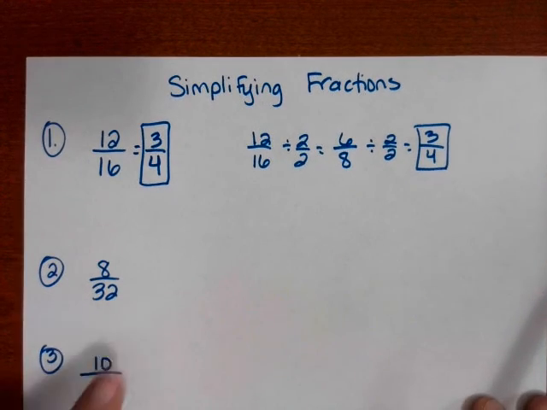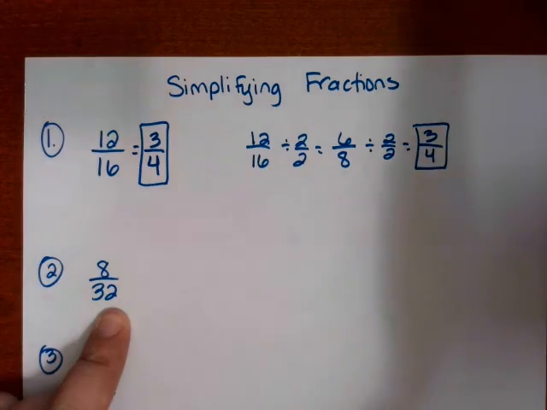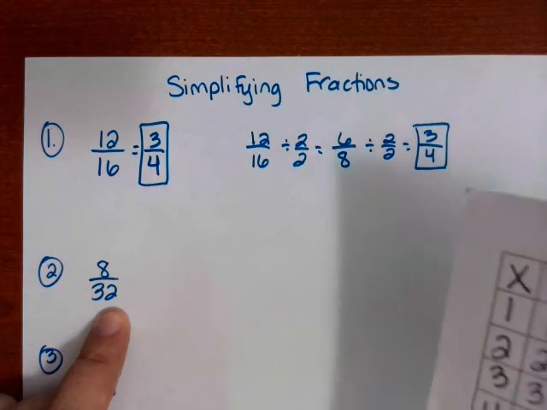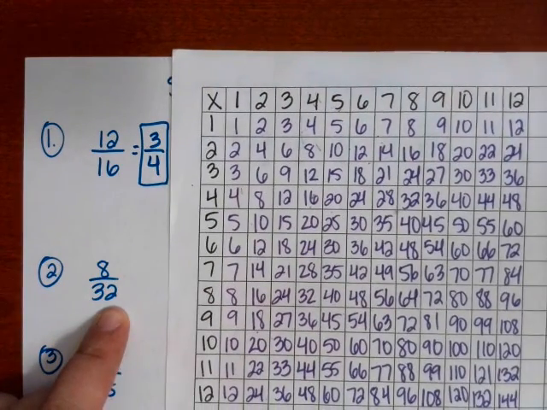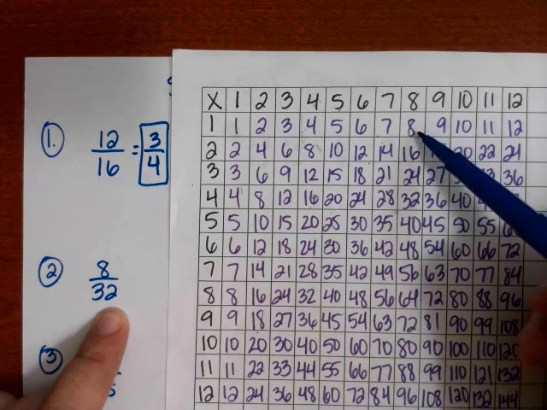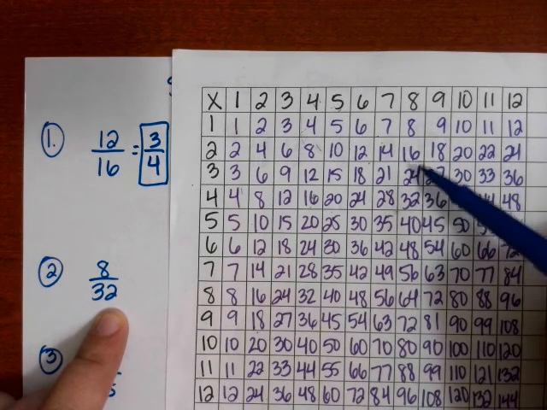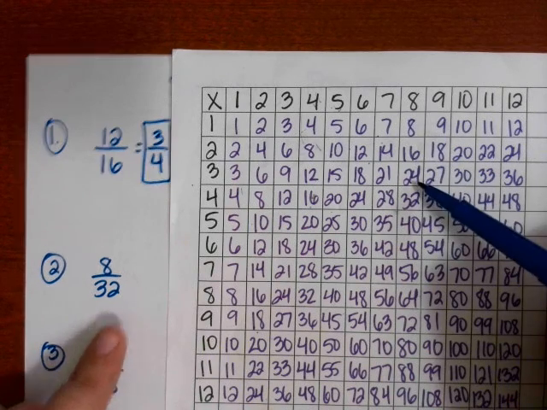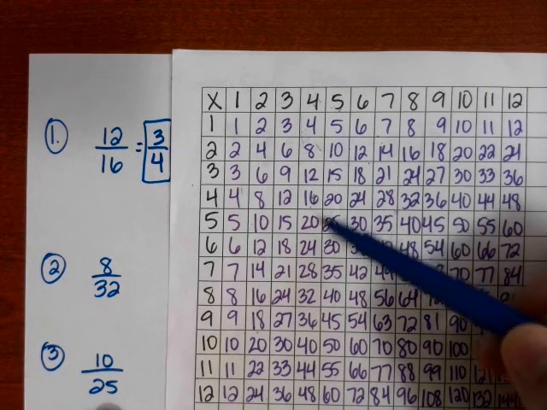All right, the next one is 8/32. So we're going to use our multiplication chart for this one. We're going to find 8 and 32 in the same column. All right, so I have an 8 and a 32 right here. Now they are spaced out, and that's okay. If I look, I'm not going to find them any closer.